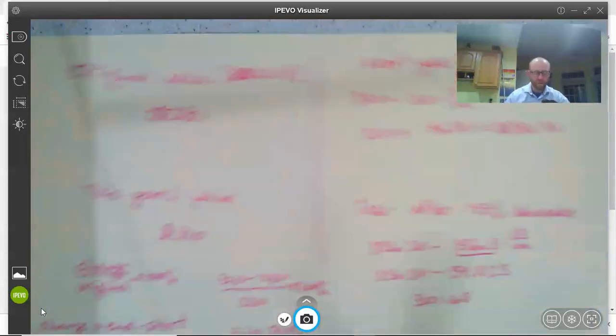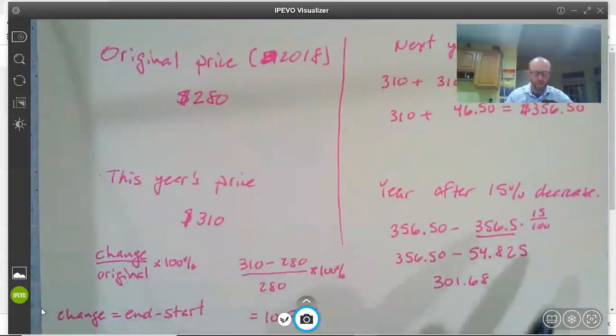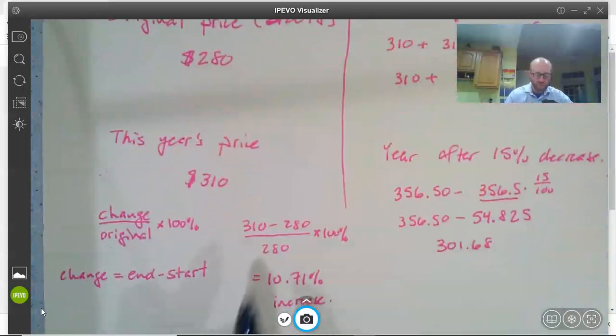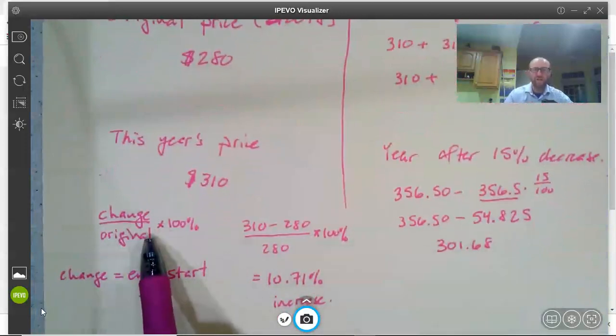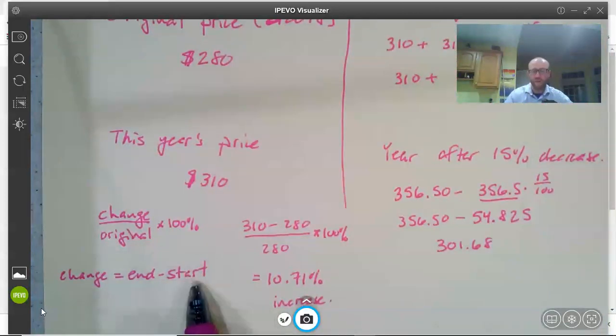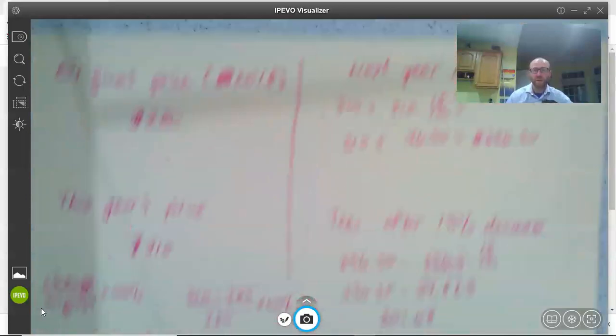All right, but again, just to review, if you want to calculate percent change, it's always change divided by the original and then times 100%. The change is always end minus start. So in this case, we took our ending price, subtracted our starting price, divided by the starting price times 100. We get our percent change.